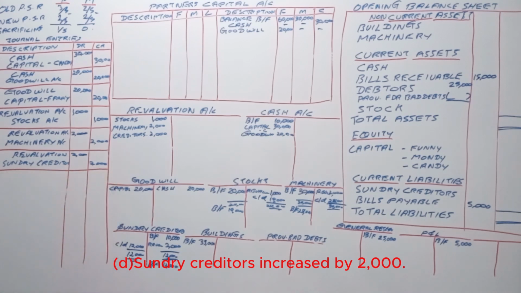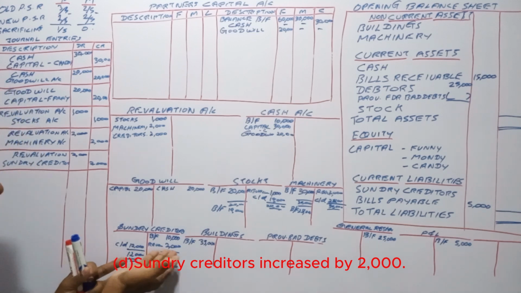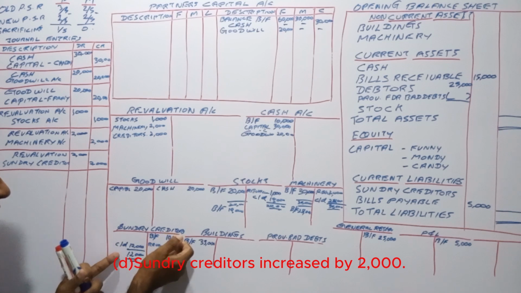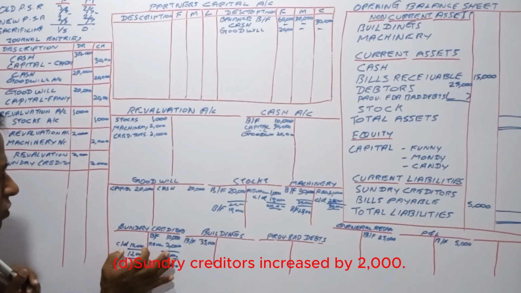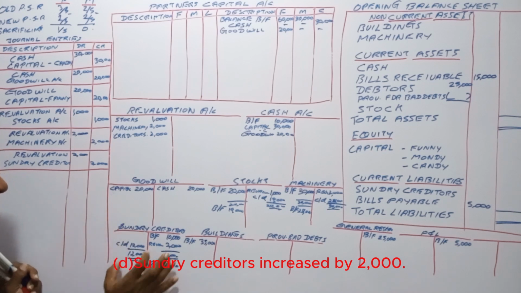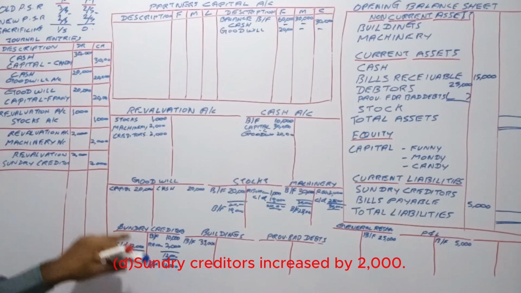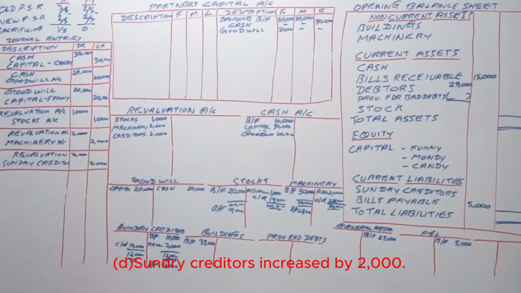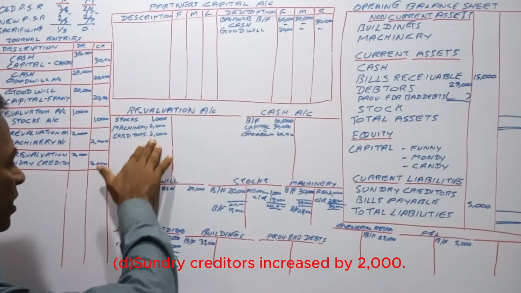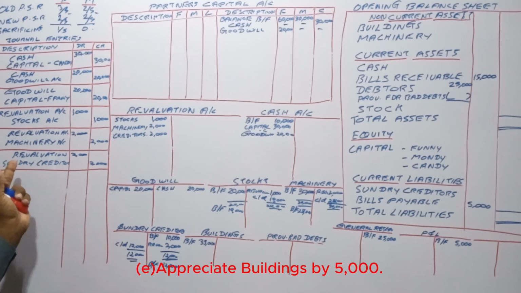That is finished, right? Because creditors has increased, brought forward value is 10,000, increased by 2,000, so carried down should be 12,000, right? The difference is 2,000, which should go to the revaluation account, so we have put it there. Revaluation account debit and sundry creditors credit, right? That is the journal entry we have passed.